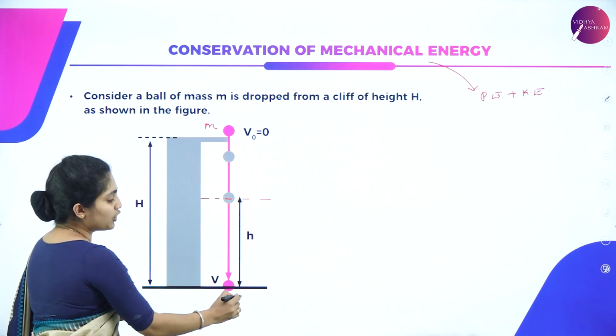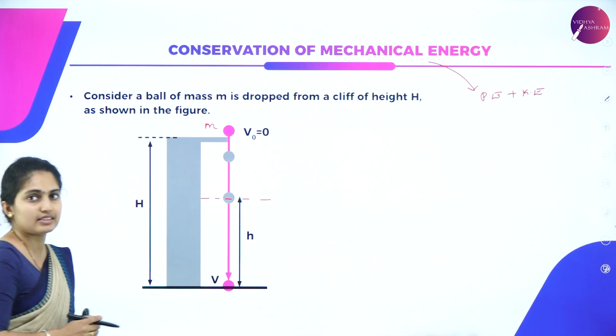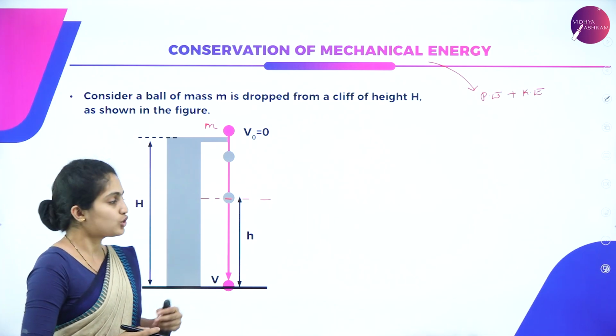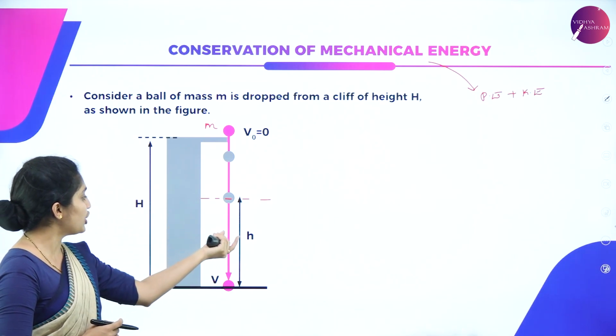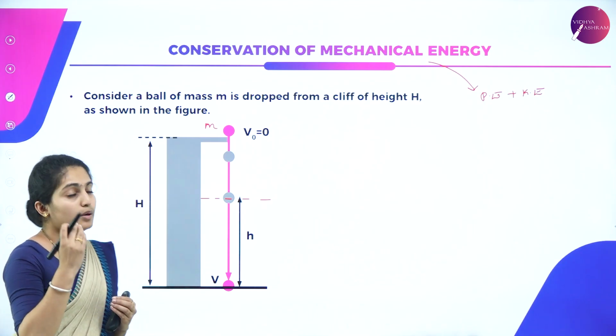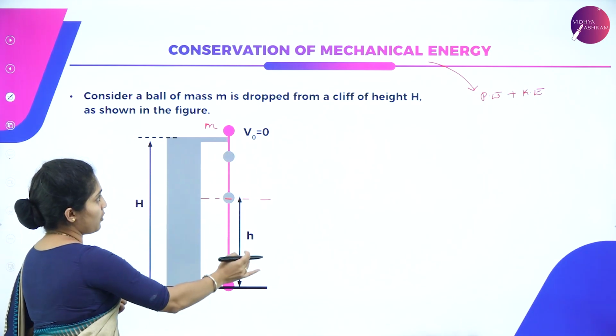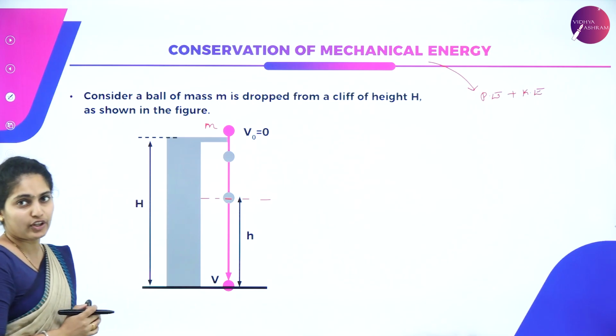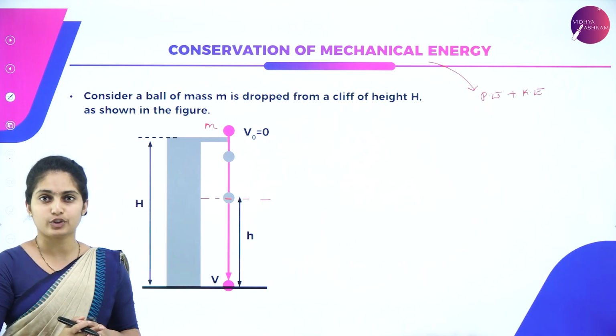From the center to the base, what is the height? It is the small letter h. So we have to differentiate between this h and that H. Now a ball is made to fall from the top. We know the initial velocity V0 is said to be 0.